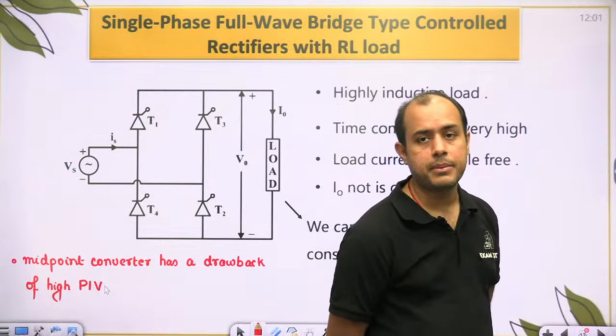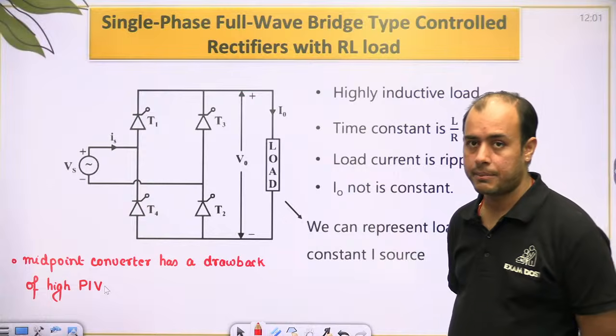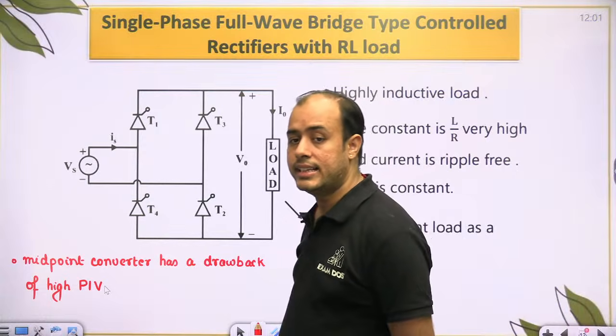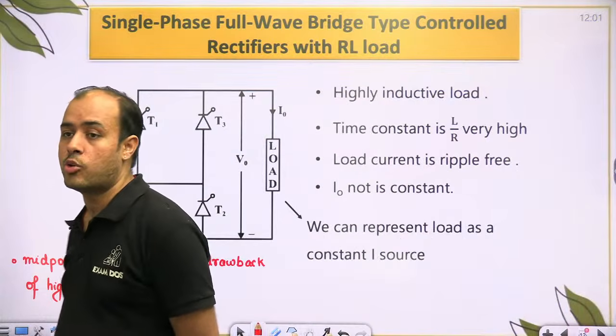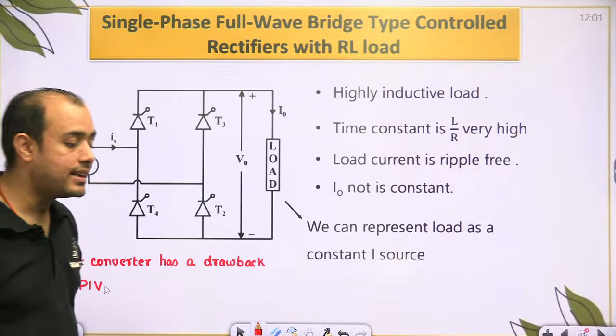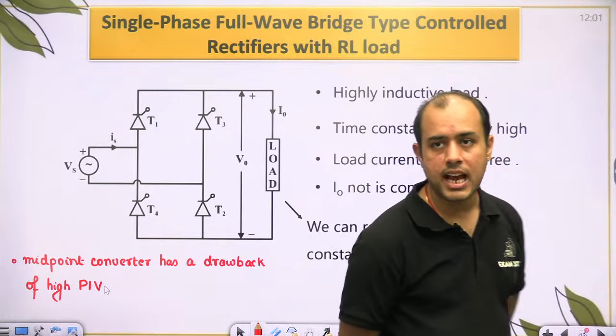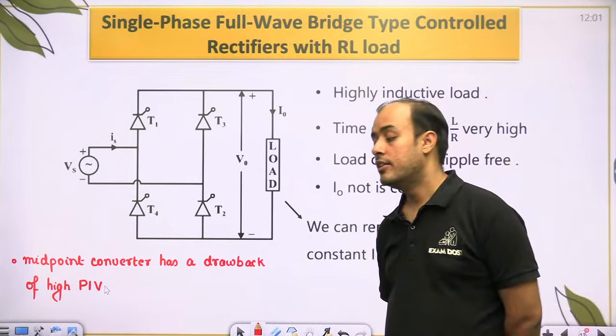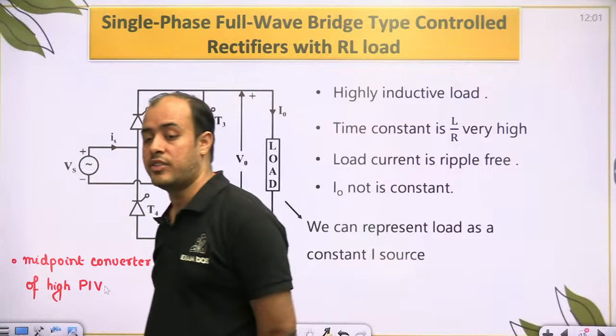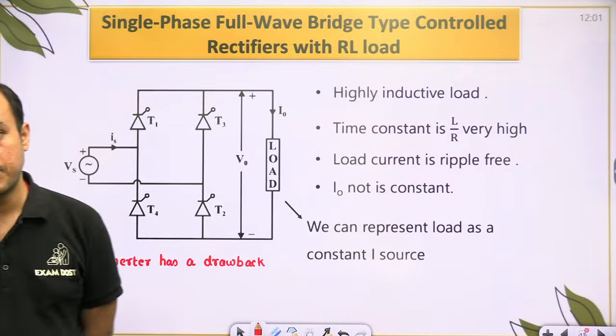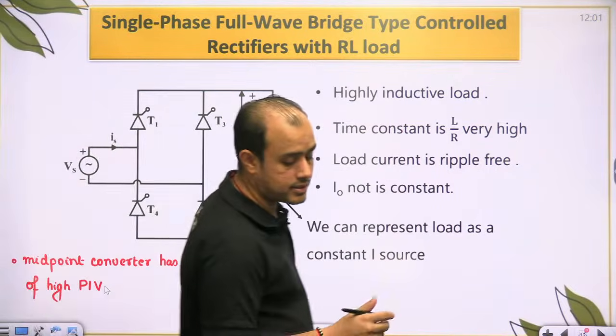So that is why we come to the bridge rectifier. Now in the bridge rectifier, instead of 2 thyristors we have 4 thyristors. And at a time 2 thyristors will conduct together. Again I am taking a highly inductive load, which means the time constant is very high, the load current is ripple free, and I naught is constant.